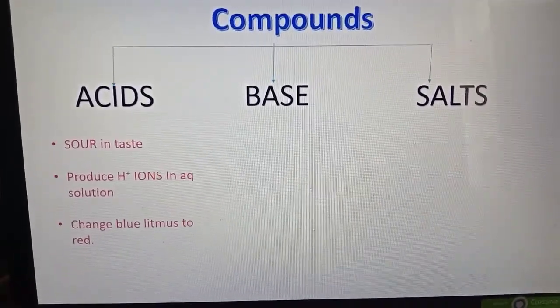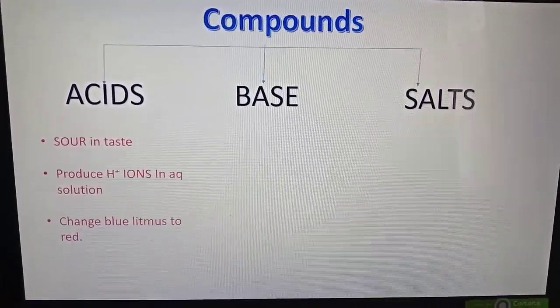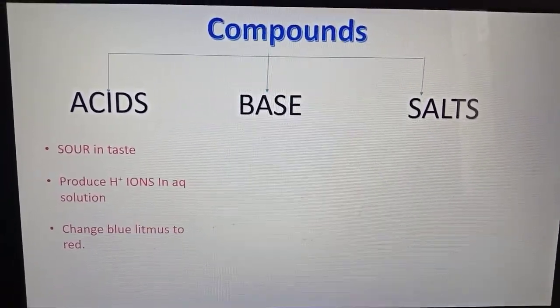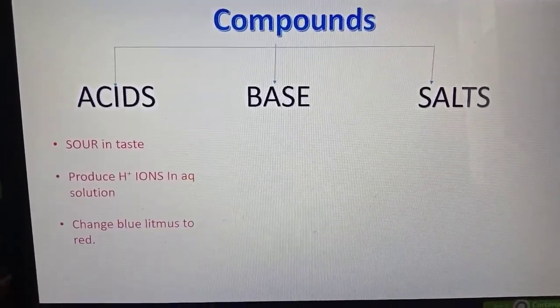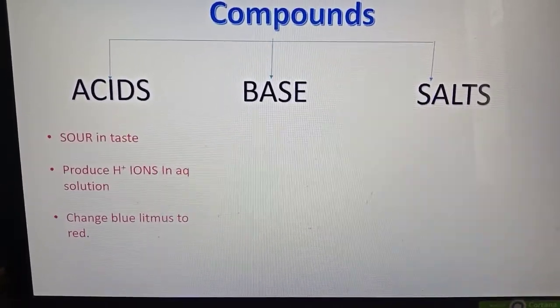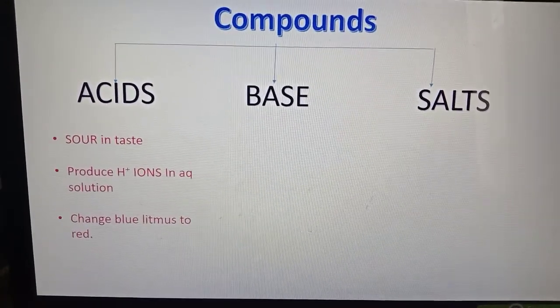First term of the chapter, compounds. Compounds are formed by the combination of two or more elements and remain in definite proportion in a chemical substance or in a compound. A compound may be acid or base or salt.